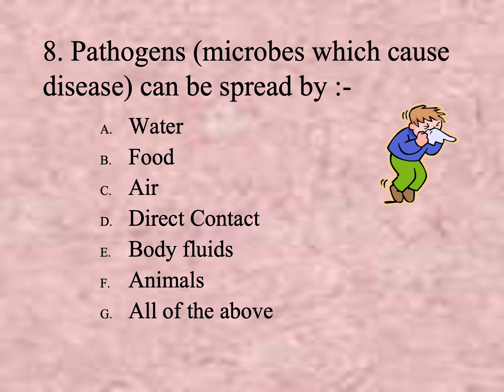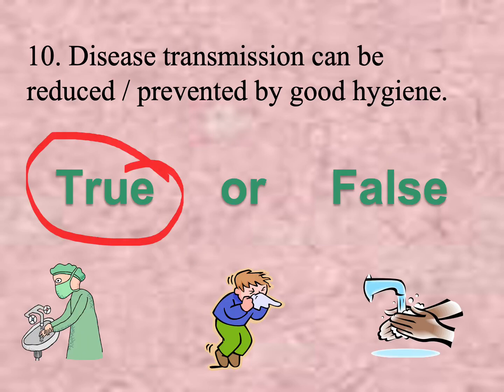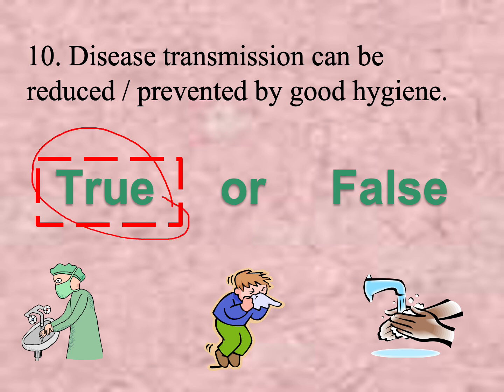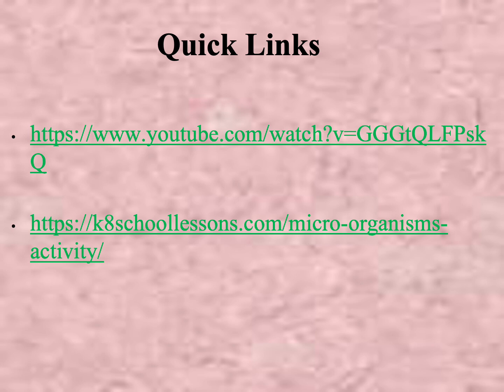Let's go to the next question. Pathogens which cause disease can be spread by water, food, air, direct contact, body fluids, animals, all of the above. That's correct. It's all of the above. Okay, disease transmission can be reduced or prevented by good hygiene. Do you think it's true or false? Absolutely correct. It's true.